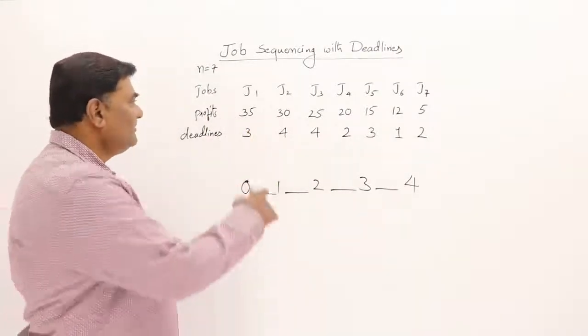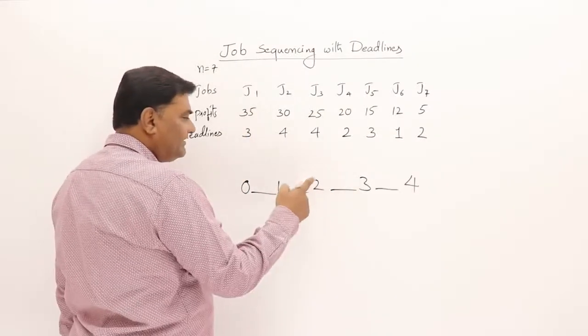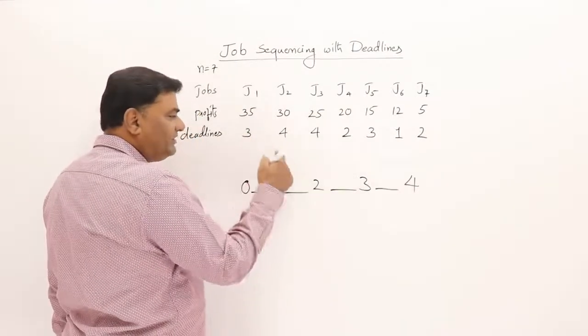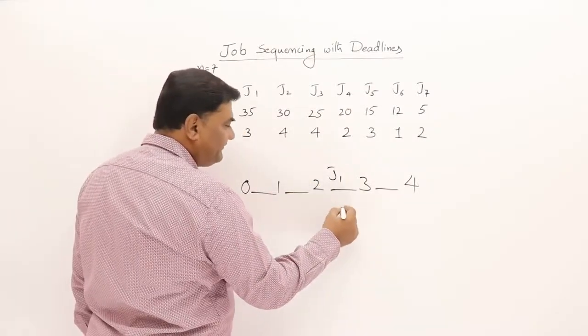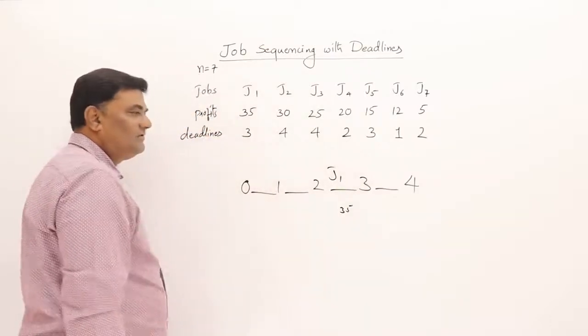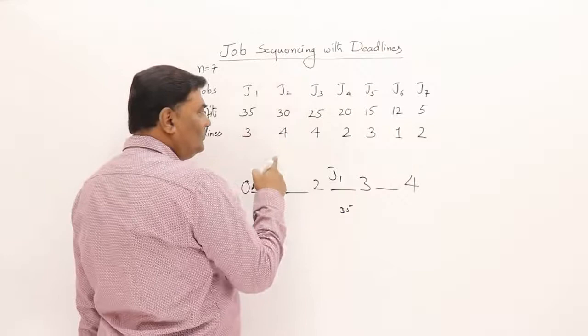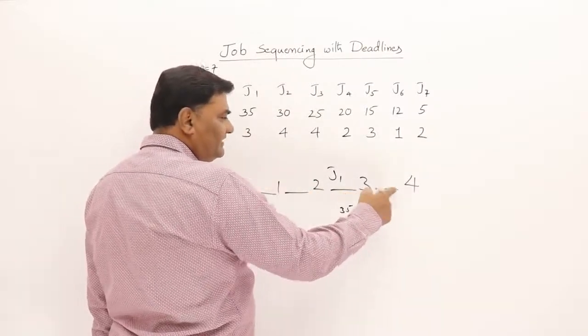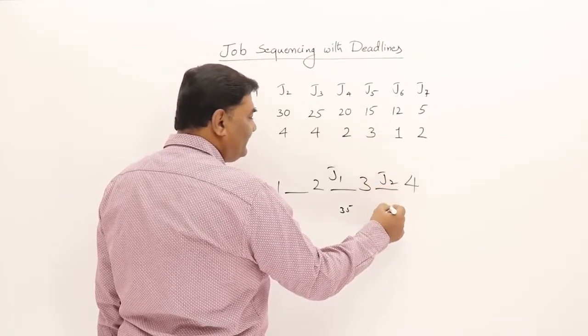So the first job, what is the deadline? 3. Is the slot vacant? 2 to 3 means not beyond 3. So 2 to 3, yes, job 1 can be done. And we got the profit 35. I'll write just below this one. Then next job, J2. Deadline is 4. So check 3 to 4. Yes, it's free. It can be done. So J2 and the profit that we got is 30.